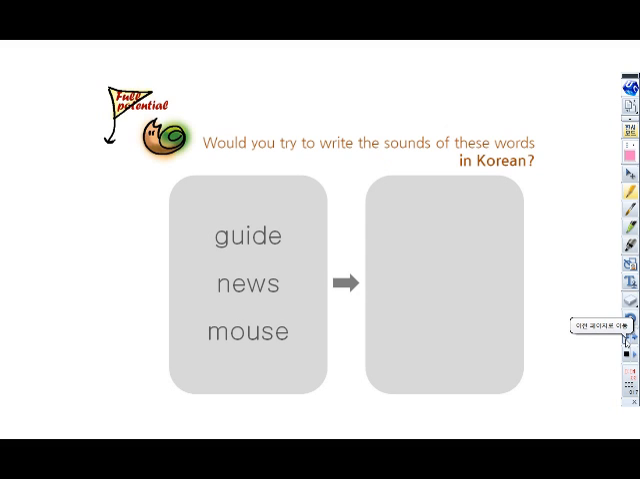Okay, now would you try to write the sounds of these words in Korean? Okay, for guide, we write 가, 이, 드. For news, we write 뉴, 스. For mouse, we write 마, 우, 스.